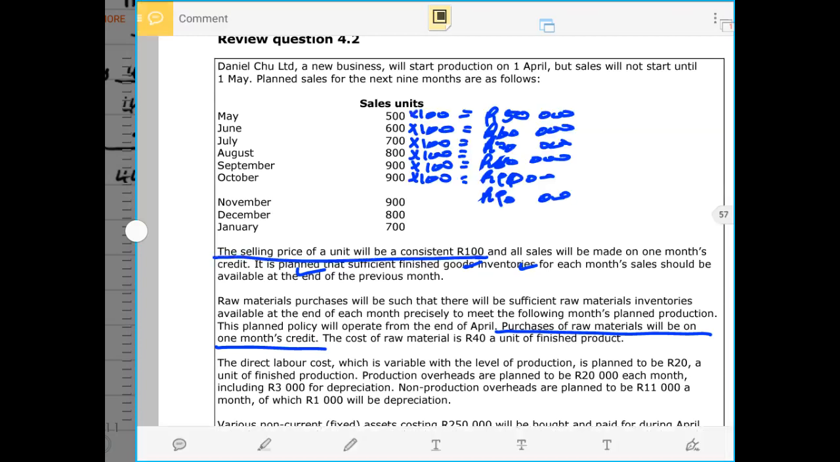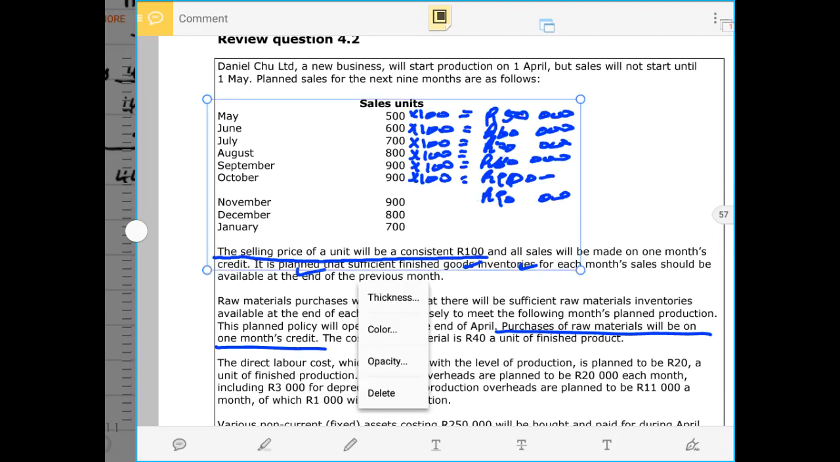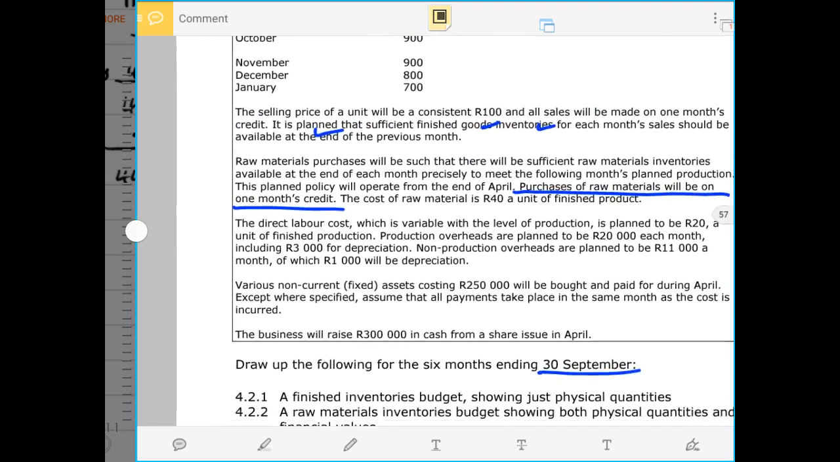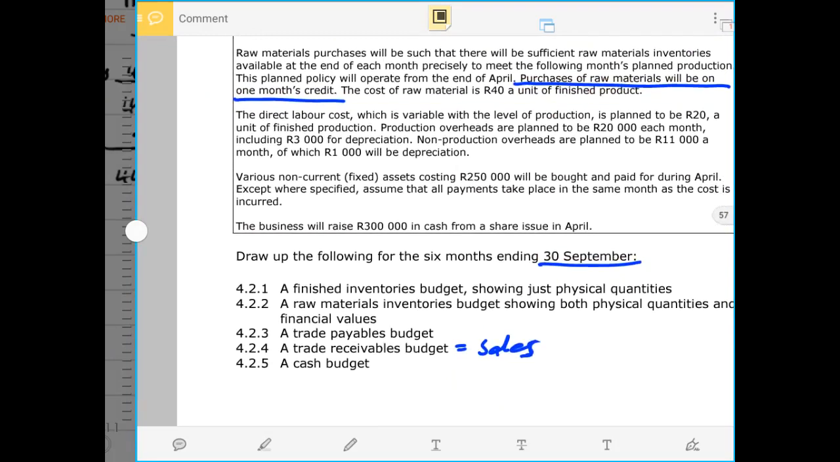So now these will be our sales that will be recorded in their respective month. Very easy budget. The trade receivables budget is the budget before the last one. It is connected with the sales because we sell to our customers.